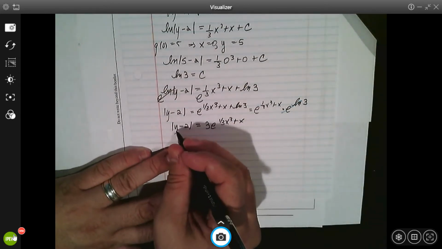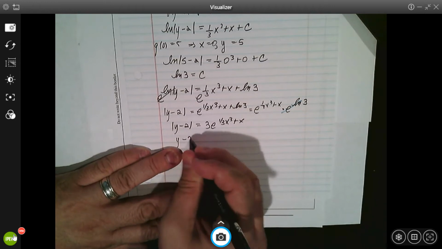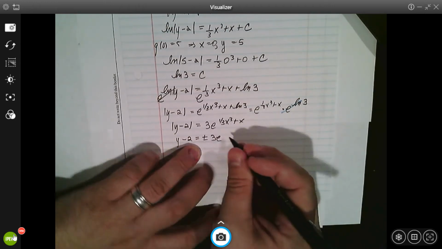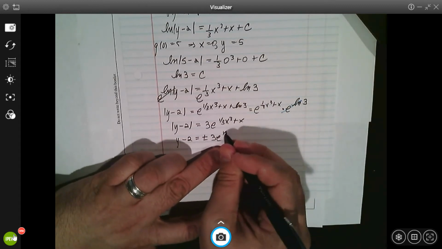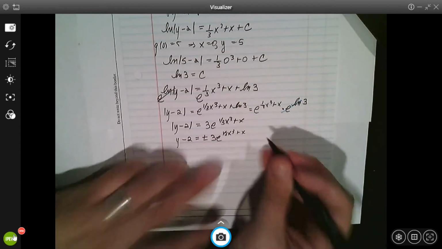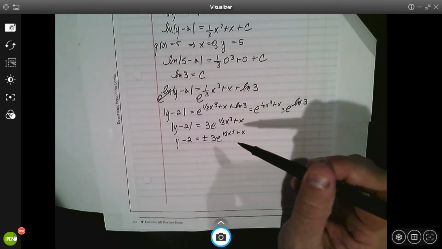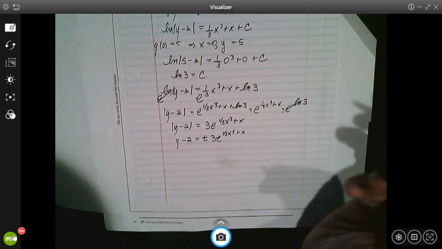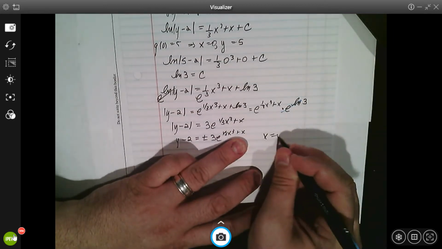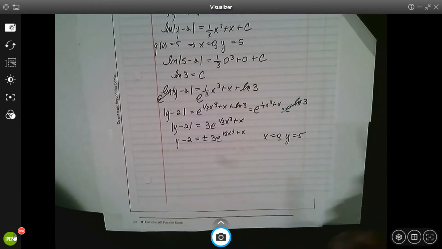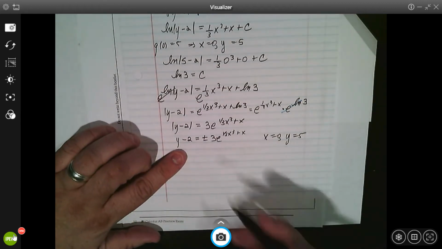Good. To solve for y, we need to eliminate those absolute value bars. So y minus 2 is either plus or minus 3 e to the (1/3 x cubed plus x). Which one do we go with? You really need to pay attention to the initial condition. We know from the initial condition that if x equals 0, y has to be equal to 5. Well, what happens if y is equal to 5?